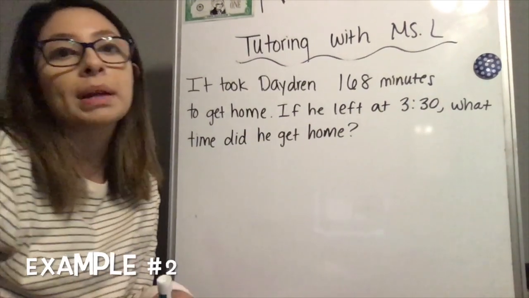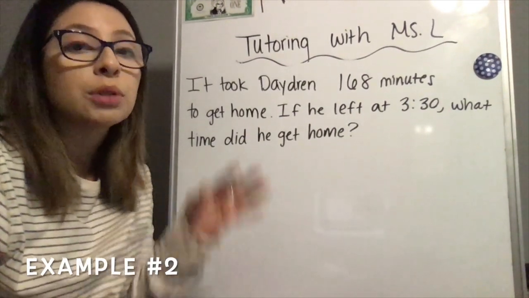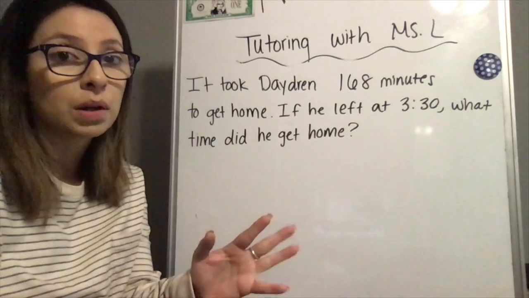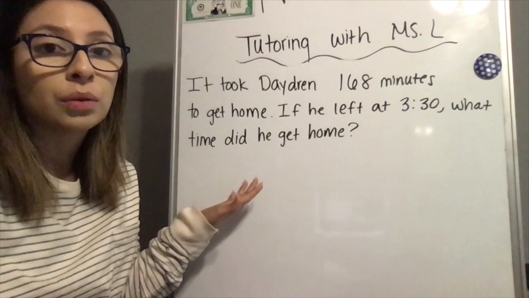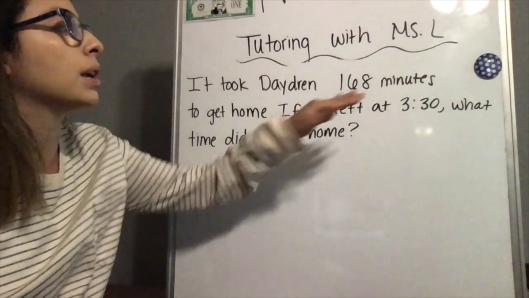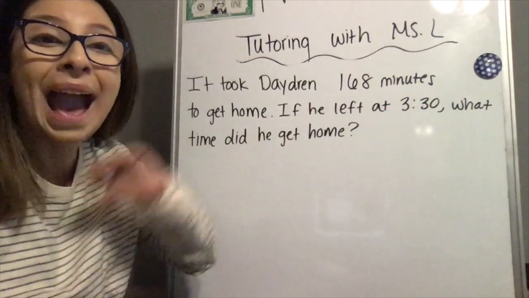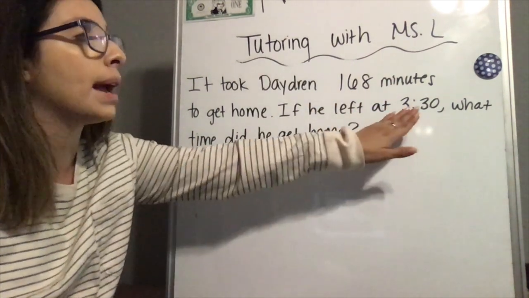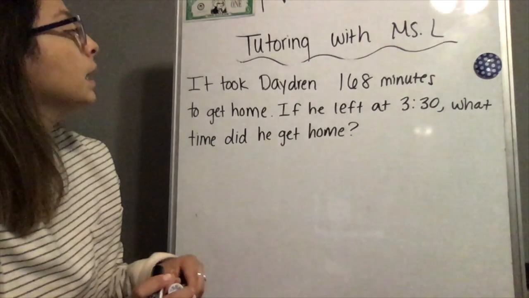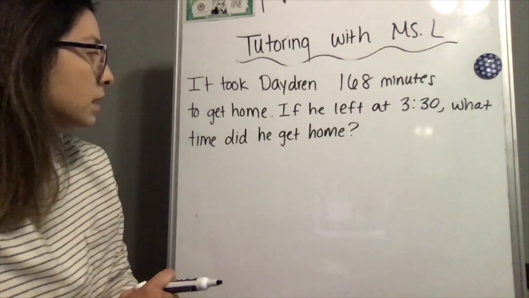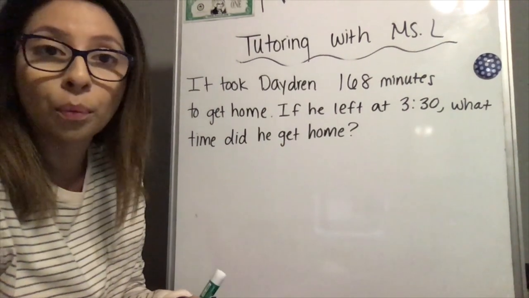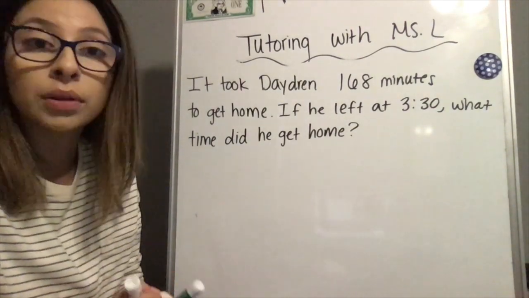Another type of question you might see with elapsed time is when you don't have a start and you don't have an end, but you have something in the middle. So in this situation, I'm going to read the question. Hopefully you're reading it with me. And we're going to break down what happens when you are given the total amount of minutes that have passed and you've been given what time they might have started at. So you'll have to find the end. So let's talk about it. It took Daedrin 168 minutes to get home. If he left at 3:30, what time did he get home? So, as always, let's underline our question.